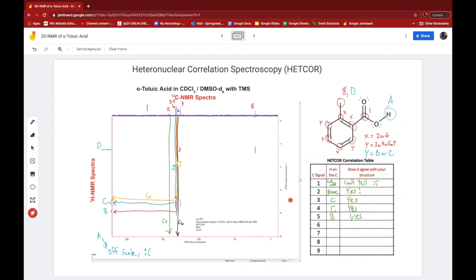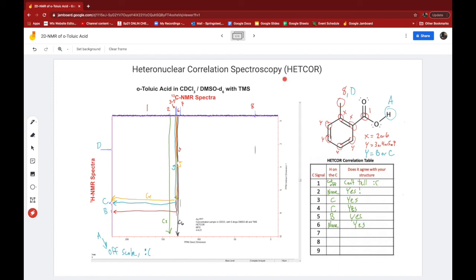So carbon 6 has no hydrogens on it, which we predicted, huh? Let's fill that in the table. So carbon 6, what hydrogens are on it? None. Does that agree with our predictions? It does, because we said X was 2 and 6, and they have no hydrogen, so yes.